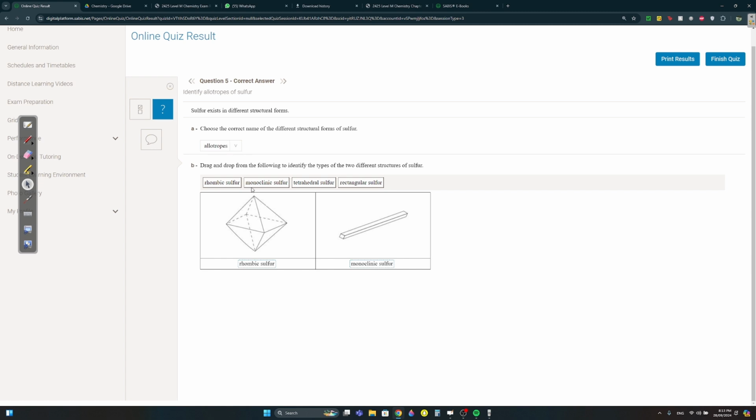Okay, this is rhombic sulfur, I guess, because it looks like a rhombus. And this is monoclinic sulfur. Mono means one, I think, because it's just one straight line like this.